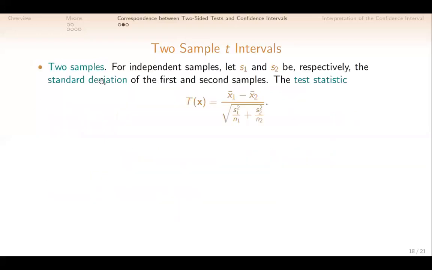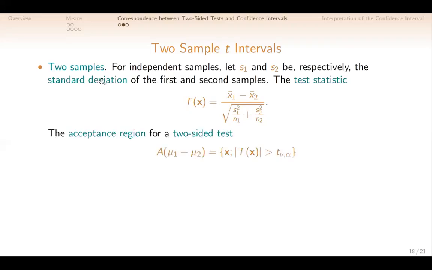If you wanted it for independent samples, then we've seen the test statistic that I've written here. T of x is the difference in the sample means, x1 bar minus x2 bar, divided by the estimate of the standard error for that difference. The variance will be S1 squared over N1, which comes from X1, and S2 squared divided by N2, which comes from X2. And then the variance of the difference is the sum of the variances. So that's why you have S1 squared over N1 plus S2 squared over N2 added, and then you take the square root. So that's the t statistic.